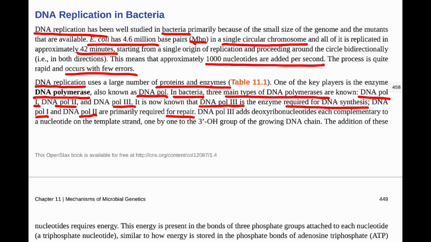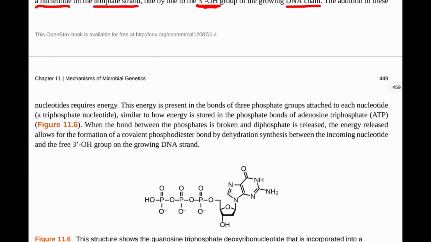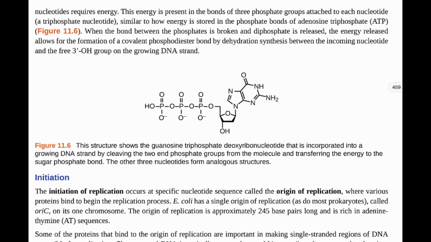So what we'll see here when we're talking about replication is this DNA polymerase 3. This is the one that adds deoxyribonucleotides to each complementary nucleotide on the template strand, one by one to the 3' hydroxyl group of the growing DNA chain. So this addition requires energy because we're growing something, we're going through an anabolic reaction. When we're taking small pieces like nucleotides and growing them into something bigger, it requires energy to be put into the reaction.